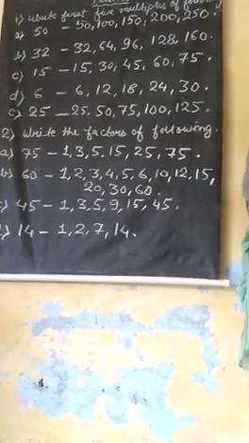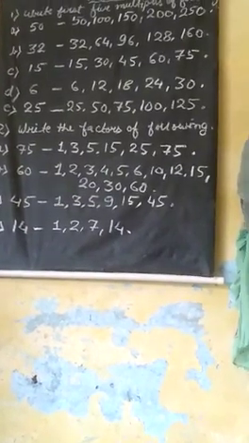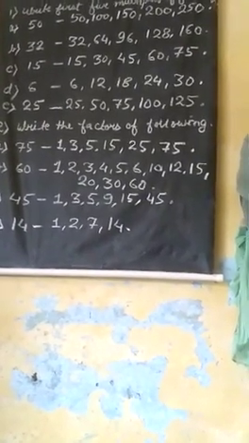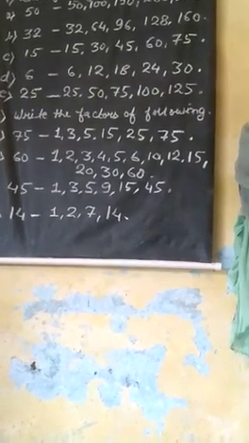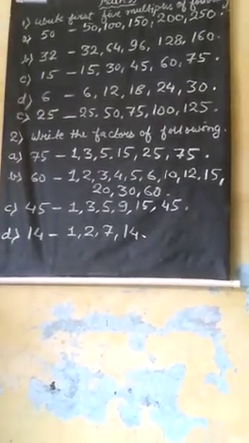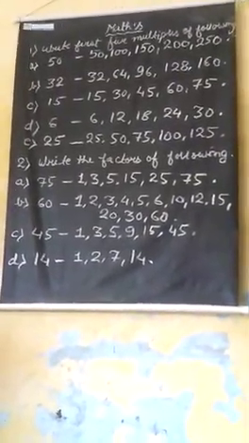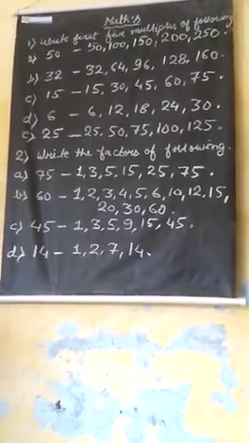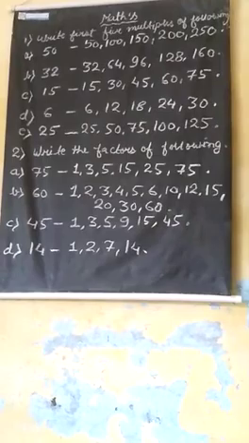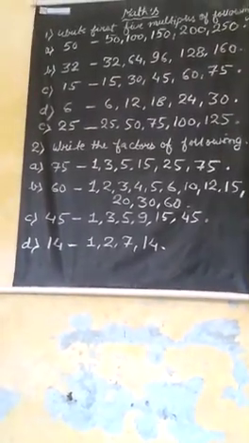In the same way, the multiples of 32: we multiply 32 by 1, means 32. When we multiply by 2, we get 64, multiplied 32 by 3, we get 96, and multiplied by 4 and 5, we get 128 and 160. Means the multiples of 32 will be 32, 64, 96, 128 and 160.